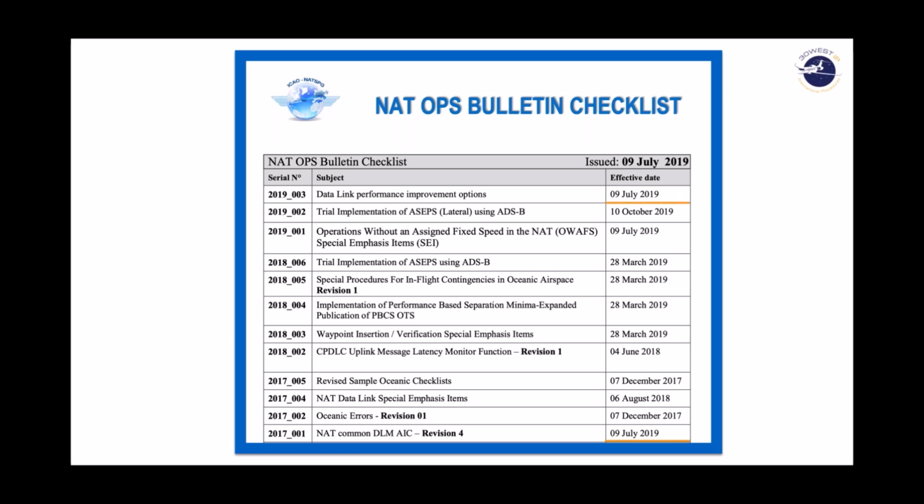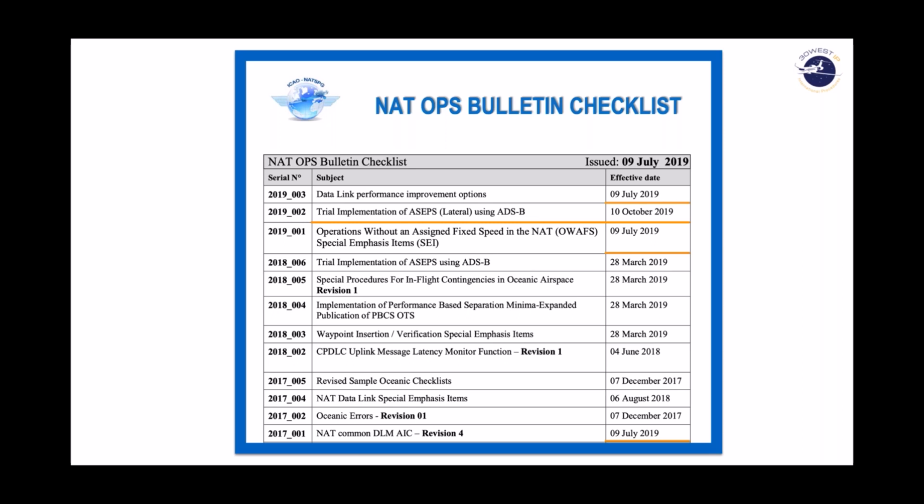The other is Datalink performance improvements, and this is a bulletin that talks about some techniques to improve the way Datalink works for you, and we're going to let you read that. It's an important bulletin, but a lot of times the communication service provider has already provided this information. We're going to discuss operations without assigned fixed speed. This has been going on for a while. It's not entirely new. It was implemented by NOTAM earlier this year, but there's some important points to touch on, so we will. And this is a real big one.